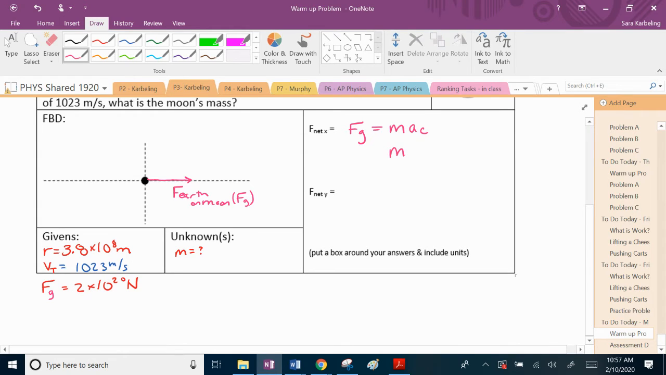How do you calculate the centripetal acceleration, you guys? Say aloud, what'd you say? V squared over R, Jordan says, yeah. VT squared over R is equal to FG. Okay?